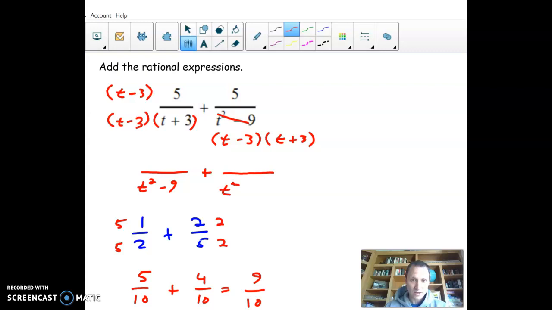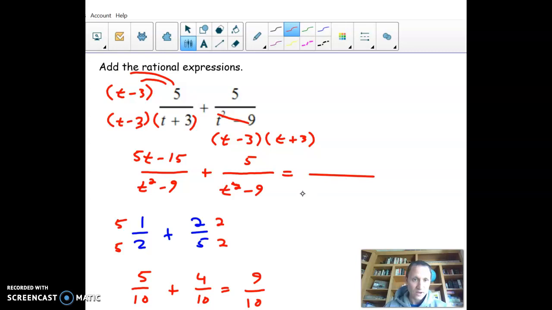So I'm kind of multiplying and factoring, taking it apart, putting it back together. Kind of depends on the situation. Okay, then up top, the numerator in this one would be 5t minus 15. Okay, and then the other one is unchanged, so it's still just 5.